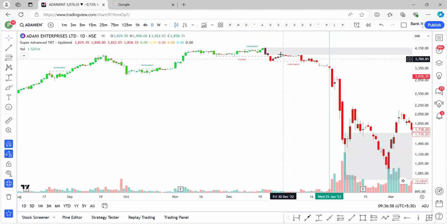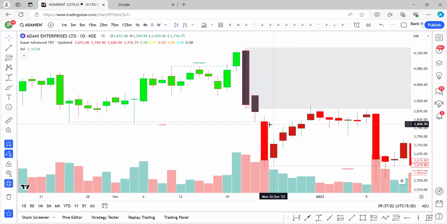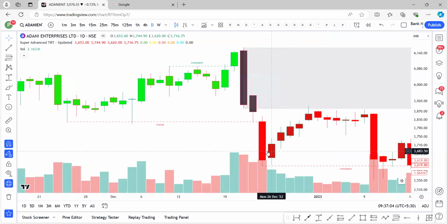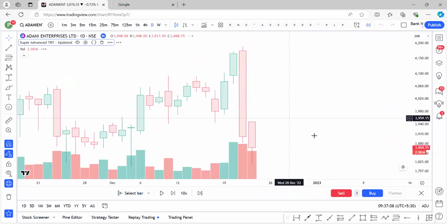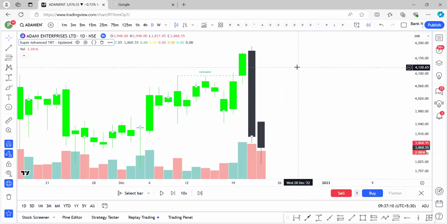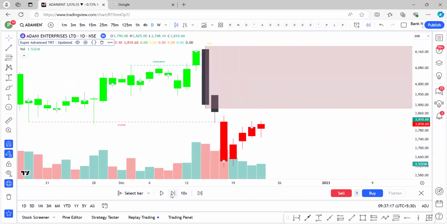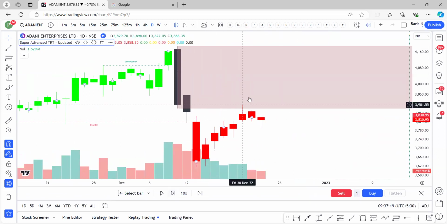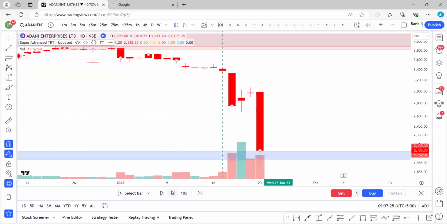Prices went into the selling area. You can see if I zoom it, this selling area is printed in this red candle. If I show it to you, this area is not visible till now. As soon as the red candle forms, this selling area appears. Price went into that selling area. You can see we are going to discuss this setup, and then after that prices came down significantly.